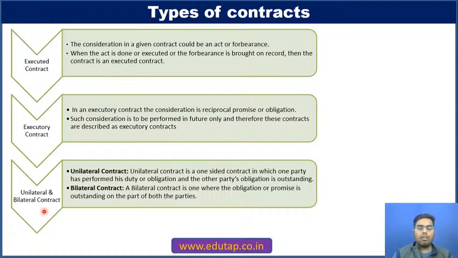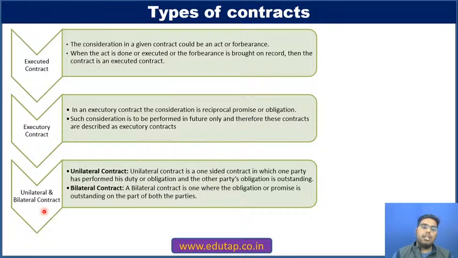Another is bilateral contract. I have made an agreement with you that I shall be buying your house in the month of April for rupees 1 lakh. Now neither have I given you the consideration, nor have you transferred the house to me. So that is a bilateral contract in which both the parties have not fulfilled their obligation.